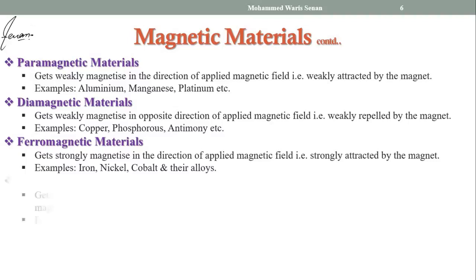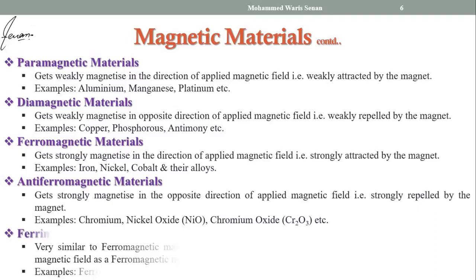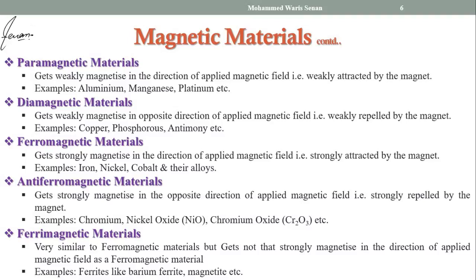a ferromagnetic material. Next one is antiferromagnetic material. They are also magnetized strongly, but they are magnetized in the opposite direction to the applied magnetic field. Examples are chromium, nickel oxide, chromium oxide. And the last one is ferrimagnetic materials. Their property is very similar to the ferromagnetic materials, but they are not that strongly magnetized when they are kept inside the magnetic field. Some of the examples are ferrites, like barium ferrite; magnetite is one of the examples of ferrimagnetic materials.